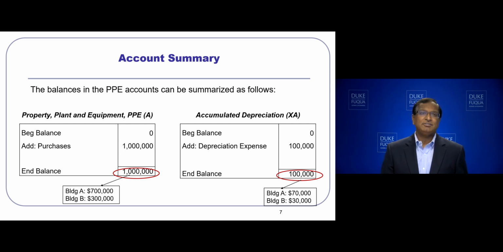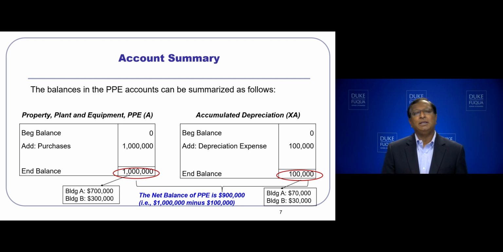For Building A, it is $70,000. For Building B, it is $30,000. So on net, the balance of PPE on the balance sheet should be $900,000, which is $1 million minus $100,000 accumulated depreciation. Just to separate out the PPE and accumulated depreciation accounts, sometimes the PPE is called the PPE gross account.